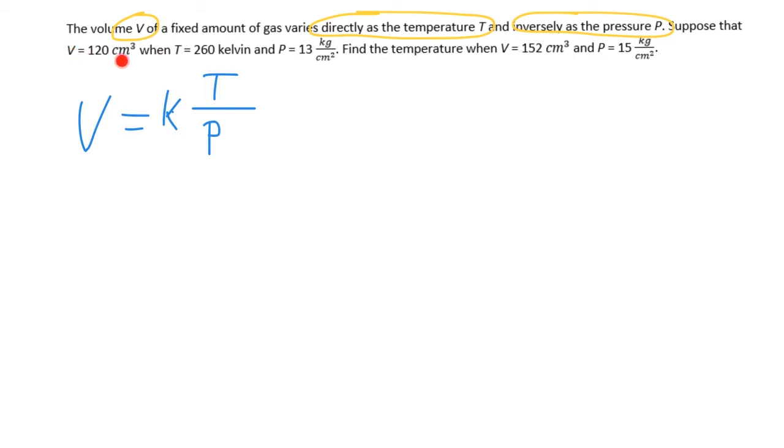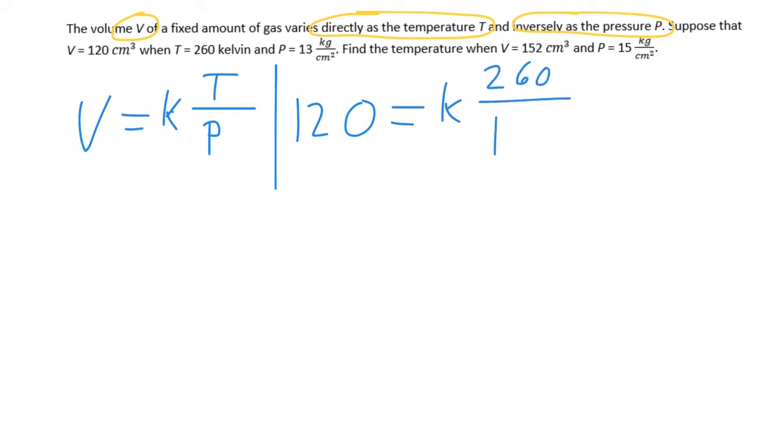Well, we're given the volume, we're given the temperature, and we're given the pressure. So if we plug all of those values in, we can solve for K. So let's do that. If we take the volume equals 120, so in this equation, we will have 120 equals K. Don't know what K is yet. Temperature is 260, and the pressure is 13. So now we just need to solve this equation for K.